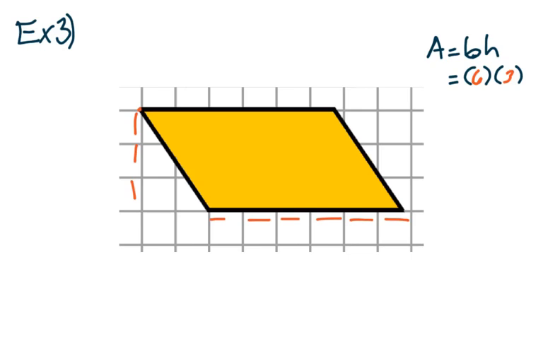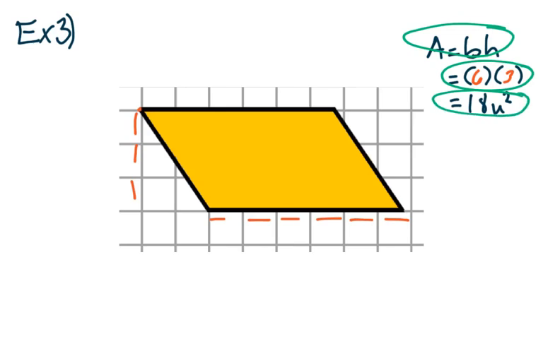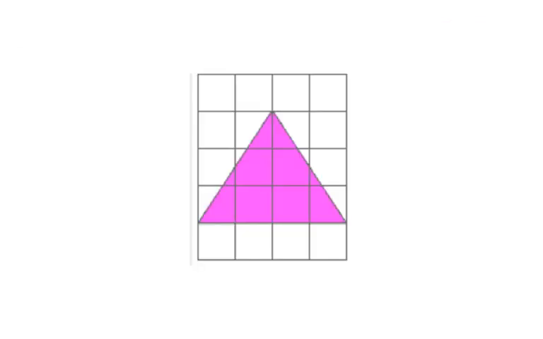So we drop down again. 6 times 3 is 18. So the area of this parallelogram is 18 units squared. Is that what you got? Remember, it has to look like this: your formula, drop down, the plug-in, and then drop down, the answer, with all 3 pieces. Alright, our next shape.